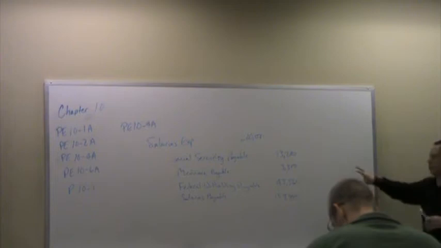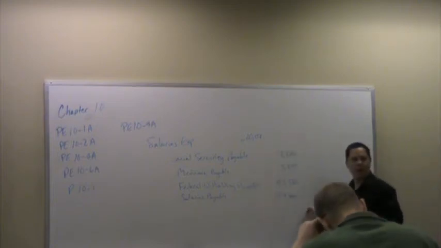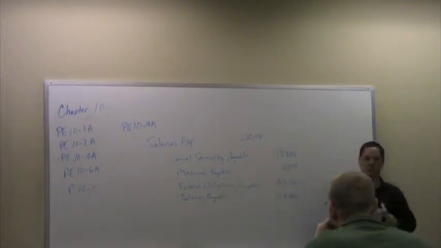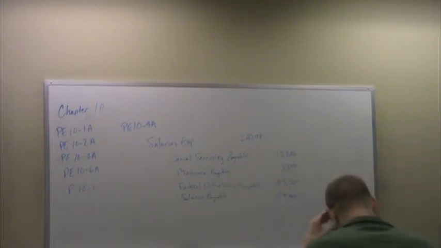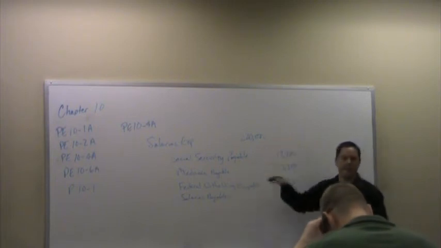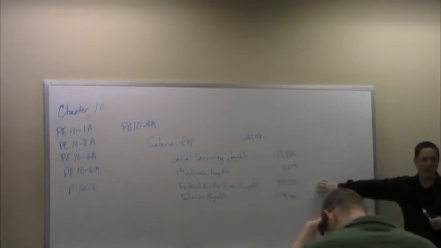Pretty simple journal entry again. These are all liabilities. That's why we are crediting those. We're adding to all of that, and then we're adding to our salaries expense, which is why we debited it. And so that will take away from our net income, and then add to our liabilities what we owe.